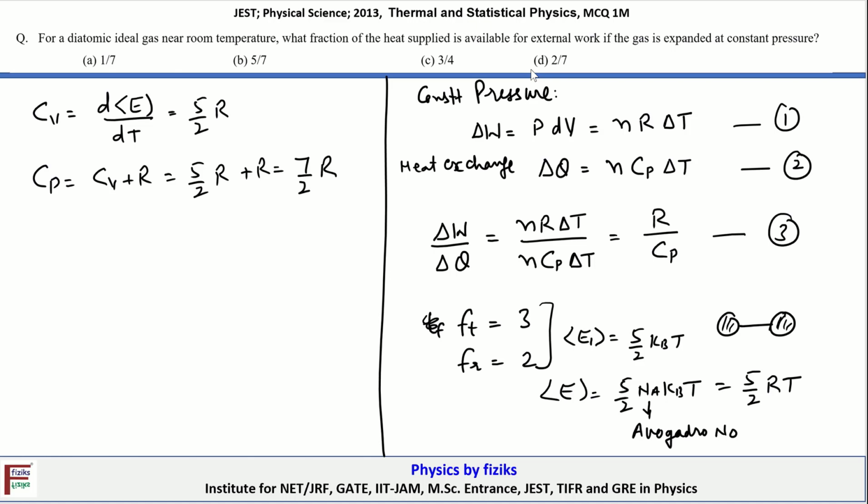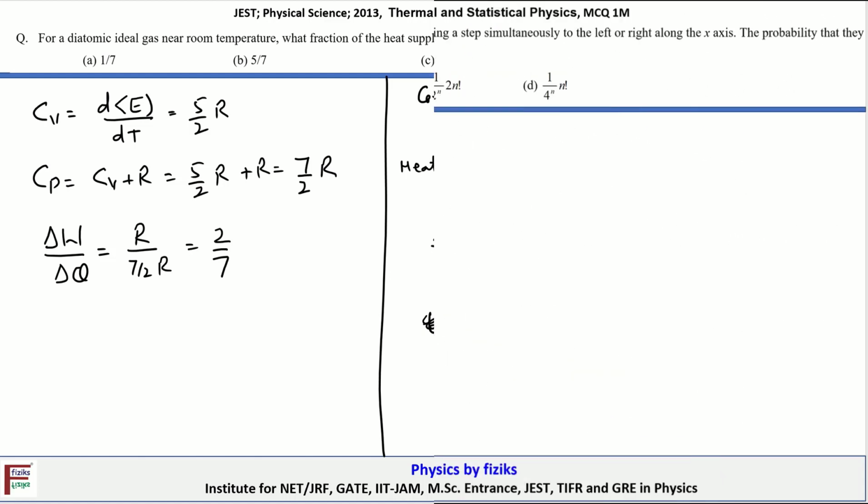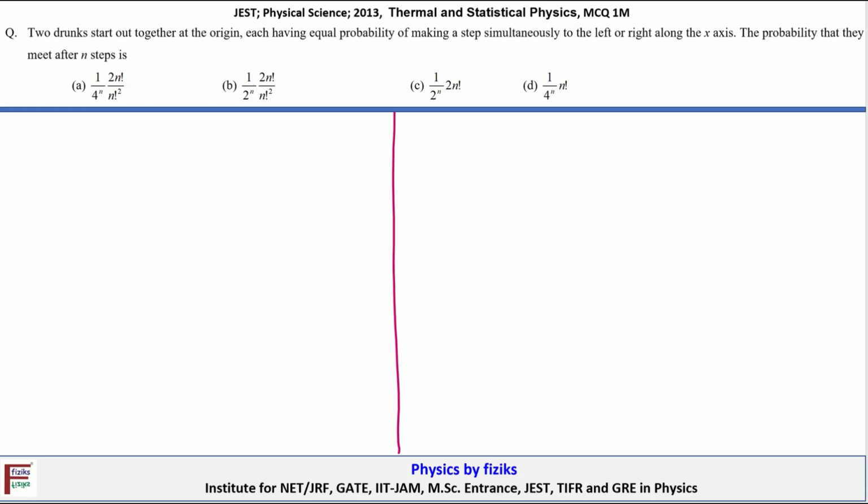So now Cp is known to us. From equation 3, delta W by delta Q is equal to R divided by Cp, which is 7 by 2 R, and that's nothing but 2 by 7. So therefore option D is the correct one here. So let's continue to the next problem.